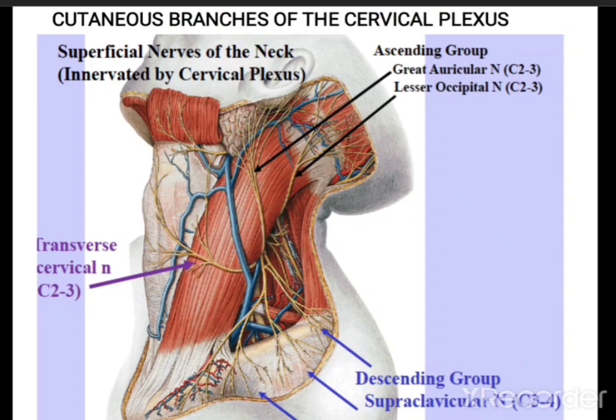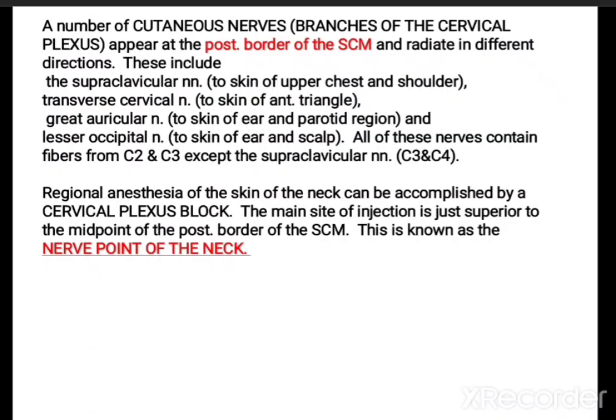These nerves are the ascending group, which is the great auricular nerve and the lesser occipital nerve, the transverse cervical nerve, and the descending group includes the supraclavicular nerves. So a number of cutaneous nerves, that is the branches from the cervical plexus, appear at the posterior border of the sternocleidomastoid, and these radiate in different directions, which we have discussed in the previous image.